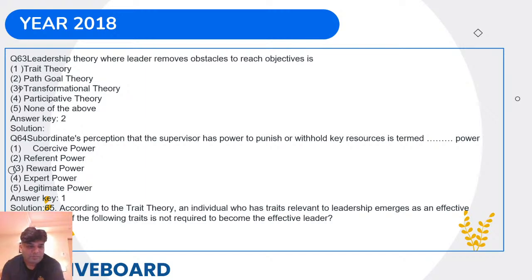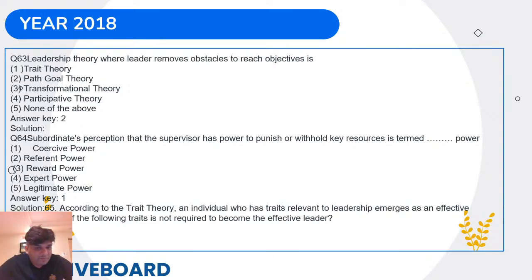Question number 64. Subordinates' perception that the supervisor has power to punish or withhold key resources is termed as coercive power. When you force somebody, when you force the hand of somebody, that is called coercion, right? So when you talk about the power to punish or withhold key resources, these are manipulative practices which can be covered under the umbrella of coercion, right? So this is coercion. Answer is 1.